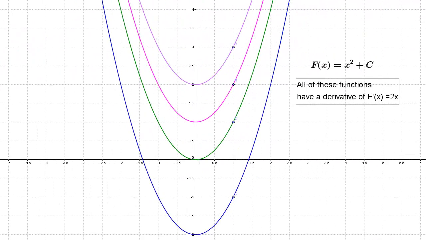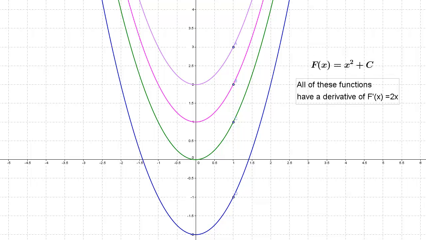So let's look at this graphically. I've graphed f of x equals x squared plus C, just 4 of the infinite number of possibilities, all just vertical shifts from the original parent function of f of x equals x squared. All of these functions have a derivative f prime of x equals 2x. No matter what constant you put in, you're always going to get 2x as a derivative.